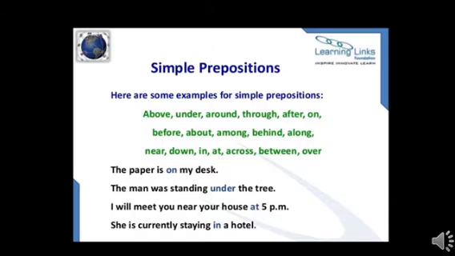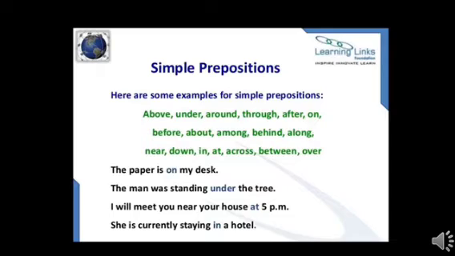The paper is on my desk. On is the preposition here. Where is the paper? It's on the desk. The man was standing under the tree. So where was the man standing? Under the tree. So under is the preposition.